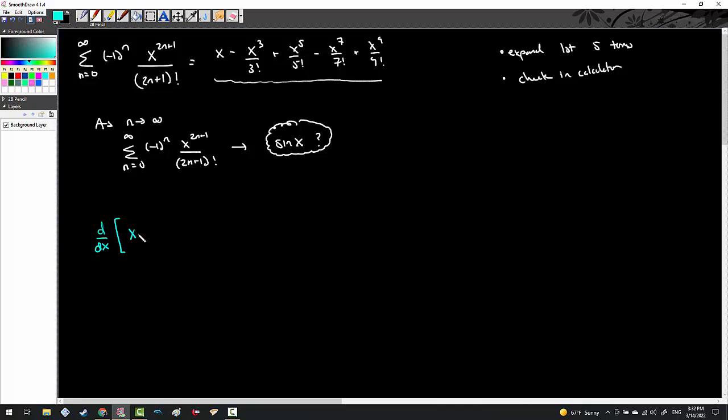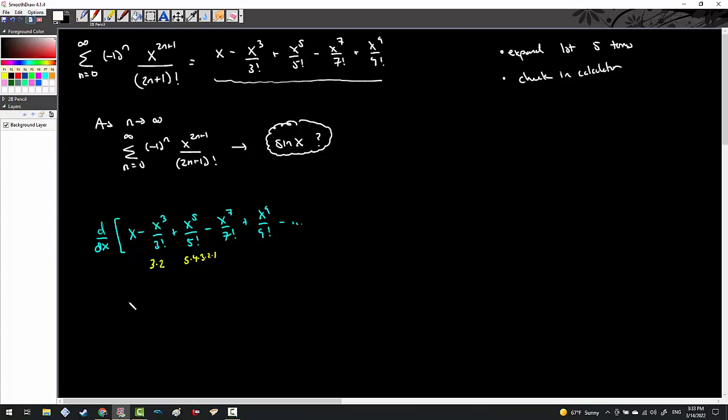So it'll be x minus x cubed over 3 factorial plus x to the 5th over 5 factorial minus x to the 7th over 7 factorial plus x to the 9th over 9 factorial minus ... And again, I'm using more than the first 5 terms, but let's see what happens if I differentiate this here. I'm going to end up with 3 times 2 here, 5, 4, 3, 2, 1 here, and so on and so forth.